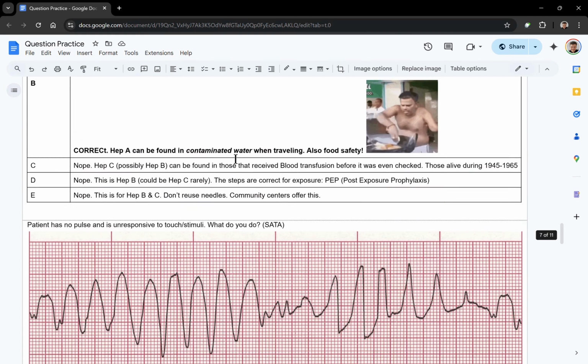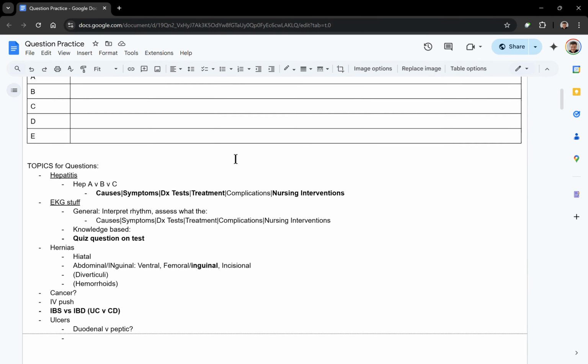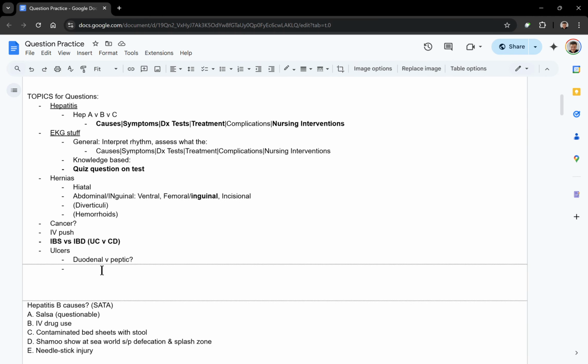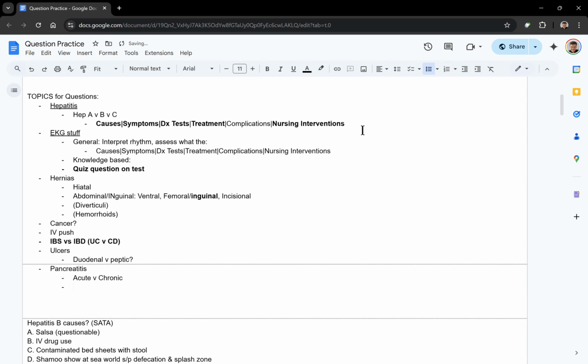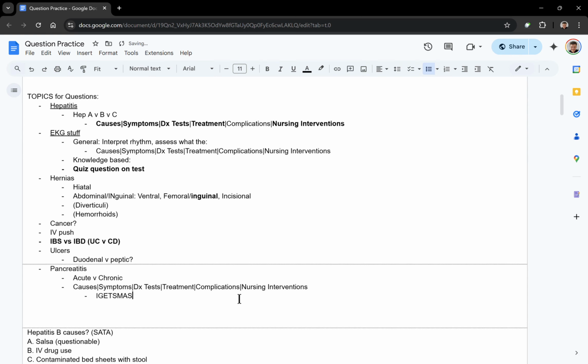Better. Feel better? Pancreatitis? Like acute versus chronic or what? Yeah. Right, but again, you're looking at all the different possible causes. So like I get smashed is a good SATA to be asking, right? And so you want to do an acute versus chronic question? Yeah.